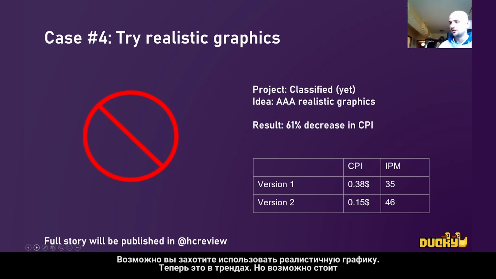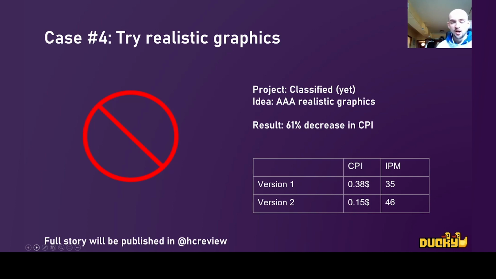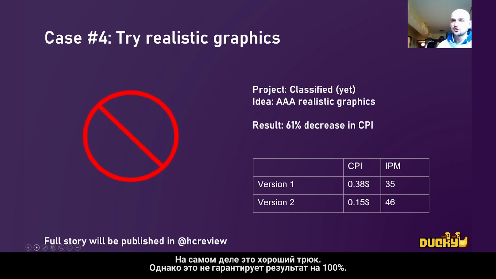So you might want to try realistic graphic while it's a trend. You might want to see if your game can be changed to realistic graphic. Especially, you might consider this on early stages of your game when it's still possible to change. This is actually a good trick. However, it's not 100% guaranteed, as with other cases. We also had a few cases where realistic graphic didn't help and actually it lowered the result. It made the result worse. But overall, it's a good trick. You might want to try it.